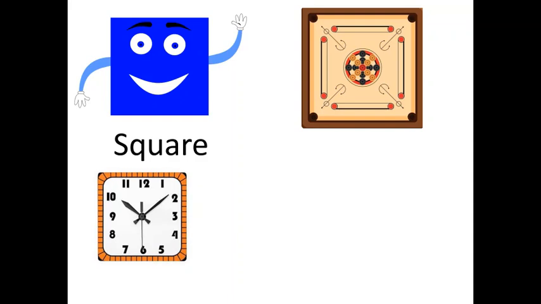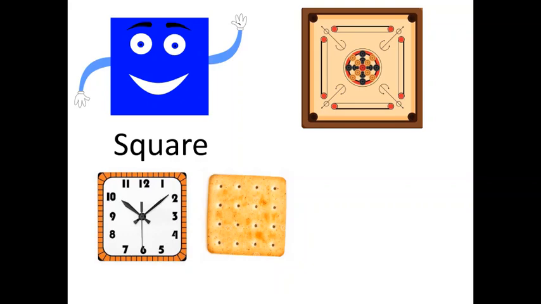Next example is a wall clock. All the sides of the wall clock are equal. Wall clocks come in many shapes, but here we have a square shape. Next example is a biscuit. See the sides of the biscuit. There are 4 sides and all the sides are equal.